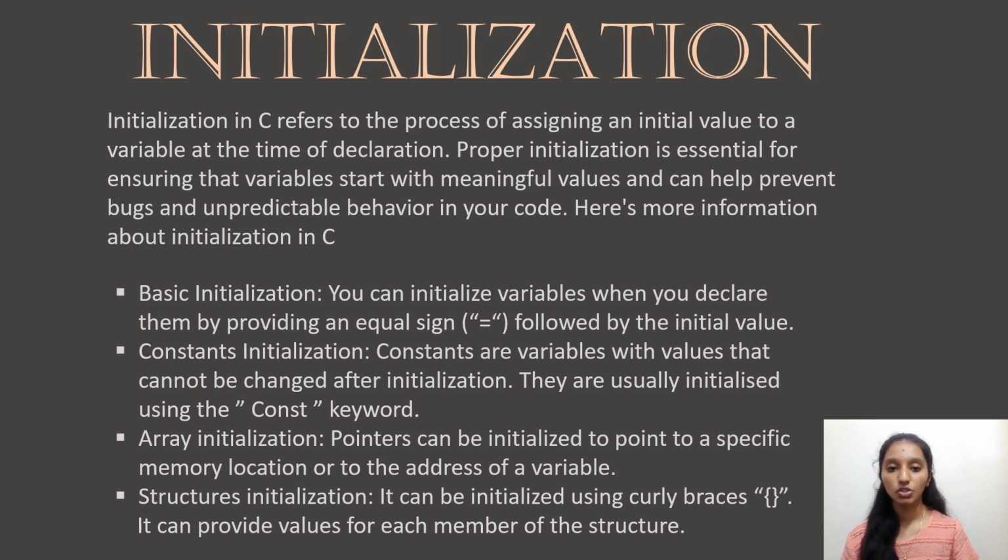Basic initialization. You can initialize variables when you declare them by providing an equal sign followed by the initial value. Constant initialization. Constants are variables with values that cannot be changed after initialization. They are usually initialized using the const keyword. Array initialization. Pointers can be initialized to point to a specific memory location or to the address of a variable.